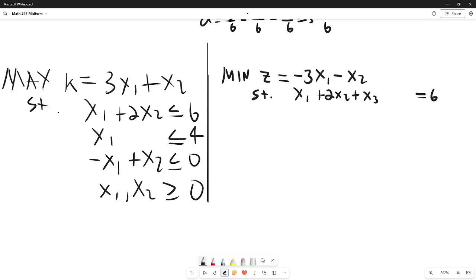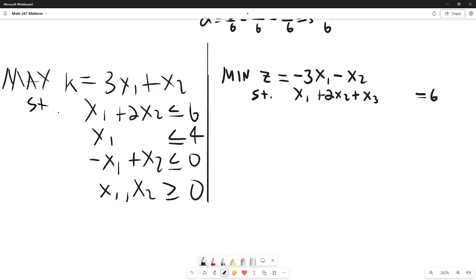We don't know the value of x3. We just know that it's some positive value that'll ensure that we will be equal to 6. So like, let's say the value of x1 plus 2x2, let's say from that we get the value 3. That means that x3 will have the value 3 because we want it to be equal to 6. Another example, let's say x1 plus 2x2 is equal to 5, and x3 is going to be equal to 1. Okay?